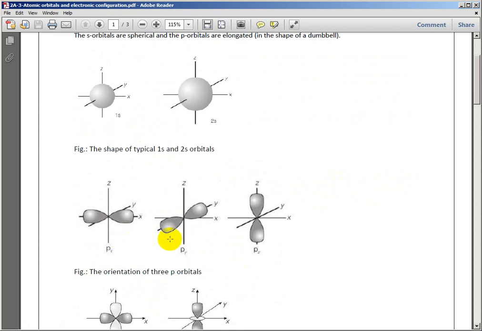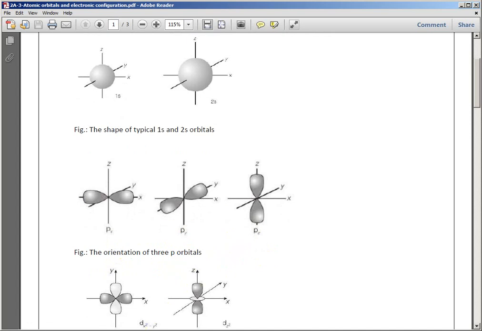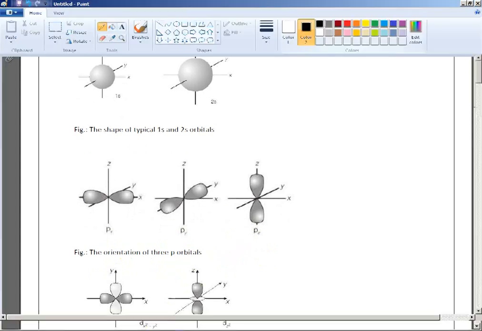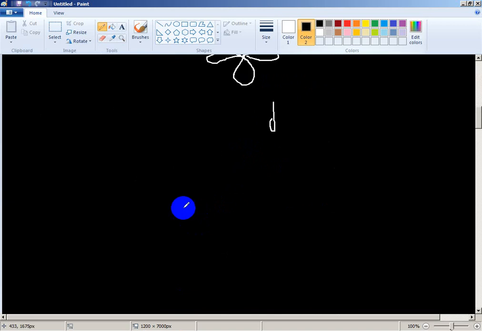The p orbital has 3 orientations: px, py, pz, meaning the x axis, y axis, z axis. This is along the x axis, px. There are 3 subshells in the p orbital. Now how to draw this p orbital? You do this.